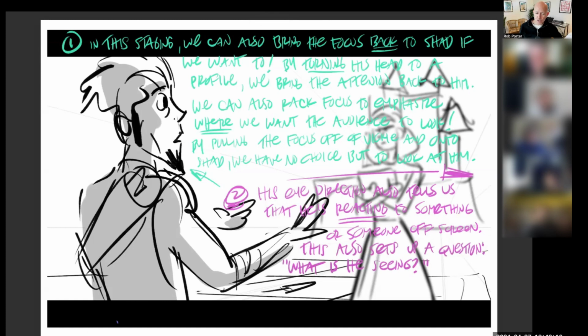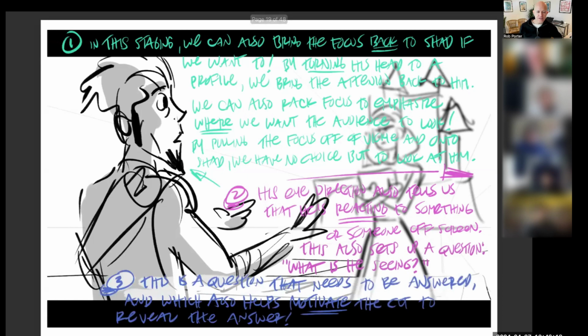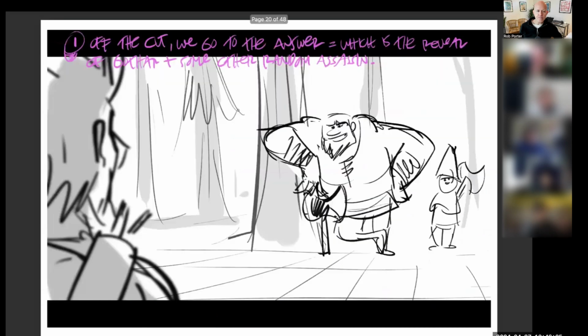So now he hears something, and his eye direction also tells us he's reacting to something or someone off screen. This also sets up a question: what is he seeing? This helps pay off the idea, and this is part of the chess move. This is a question that needs to be answered, which also helps motivate the cut to reveal the answer. So boom, off the cut, we go to the answer, which is the reveal of Gothar and some other random assassin waiting in the forest.